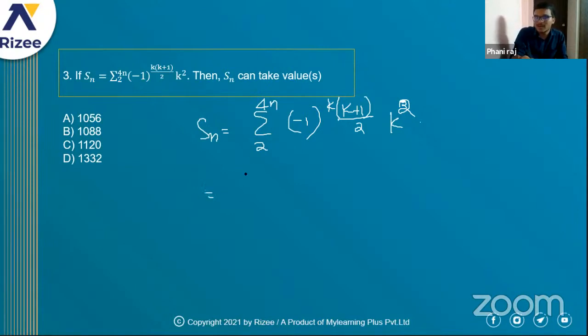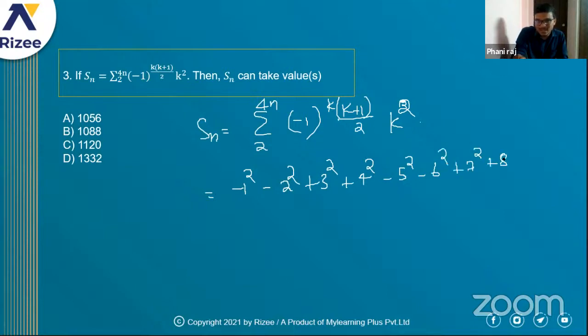Then you yourself will know how to solve the problem. Now, how does it form? When you put n equal to 1, you get minus 1 square. Next, minus 1 whole power 2 into 3 by 2. So minus 1 whole power 3. So minus 2 square plus 3 square plus 4 square minus 5 square minus 6 square plus 7 square plus 8 square. It goes on this way.